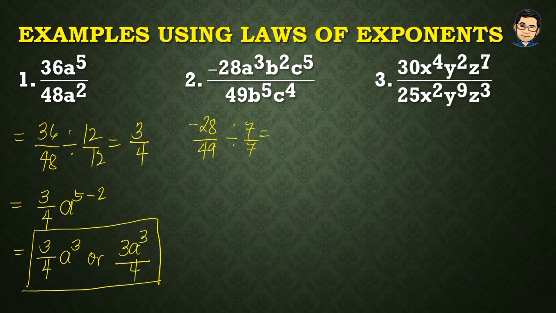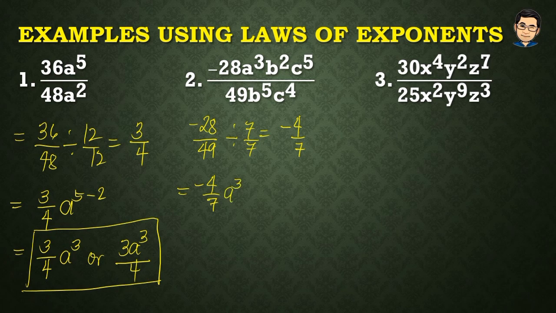So negative 28 divided by 7, that is negative 4. 49 divided by 7, that is 7. So that is negative 4 over 7. Copy lang natin. And then, a cube, kung mapapansin nyo, wala po tayong ima-minus sa a cube dahil wala naman pong variable a sa denominator. So magiging a cube lang po.